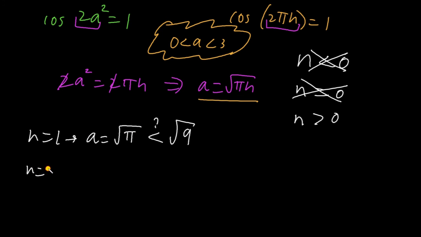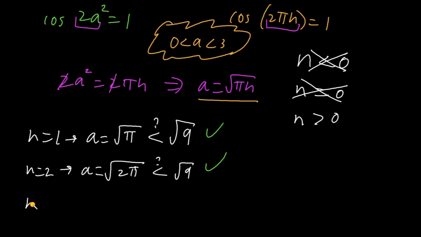Okay, now let's try n equals 2. That's going to mean a is equal to the square root of 2 pi. And the question is, is this less than the square root of 9? Well, pi is a little bit greater than 3, right? So 2 pi would be like 6.28 something, and that's definitely less than 9. So since 2 pi is less than 9, the square root of 2 pi is less than the square root of 9. So the square root of 2 pi is less than 3, so n equals 2 is a solution. So I'll put a green check mark next to both of these.